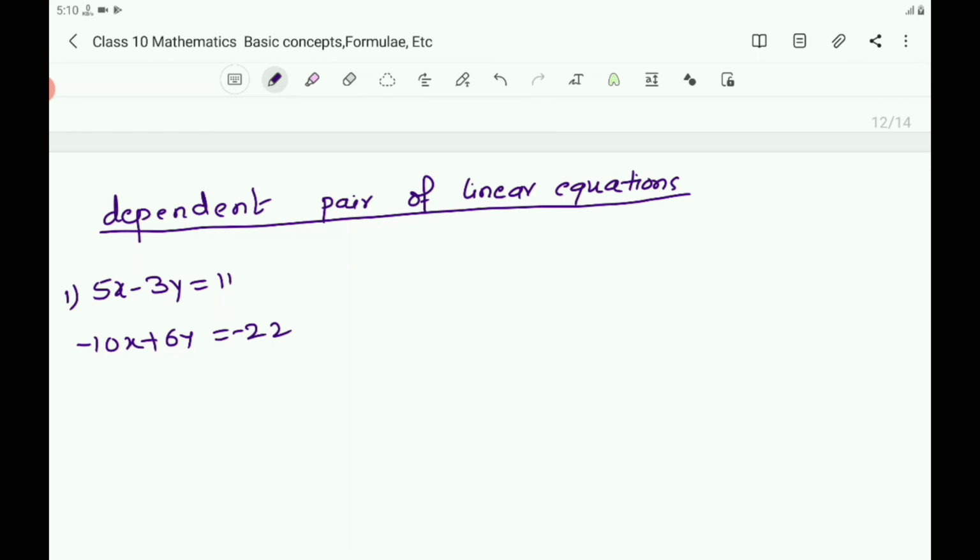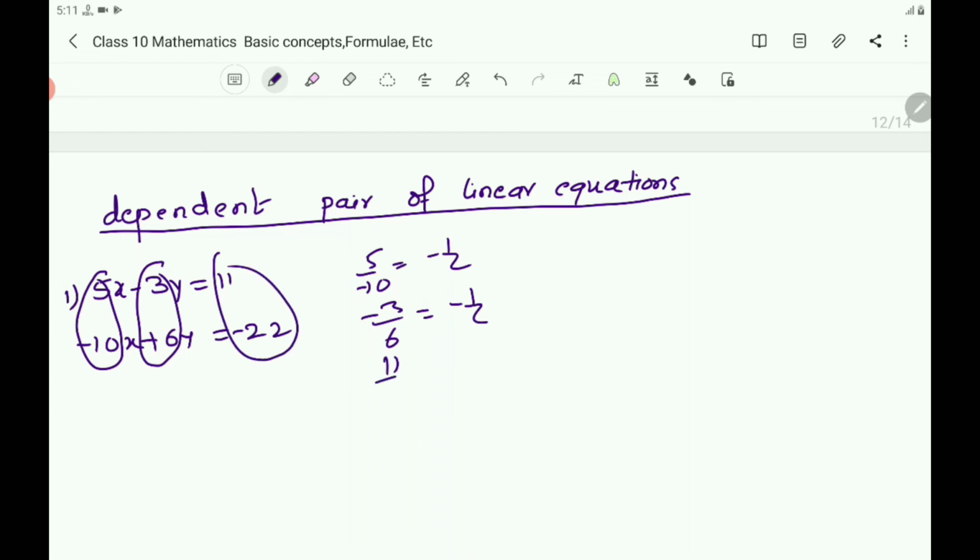They are dependent. Here see here 5 by minus 10. You will get 5 by minus 10 equals minus 1 by 2. Next minus 3 by 6, you will get minus 1 by 2. 11 by minus 22, this is also minus 1 by 2. You got all equal. So this type of linear equations, here a1 by a2 equals b1 by b2 equals c1 by c2. So they are a dependent pair of linear equations. They are consistent. They are having infinite solutions and they are coinciding lines.